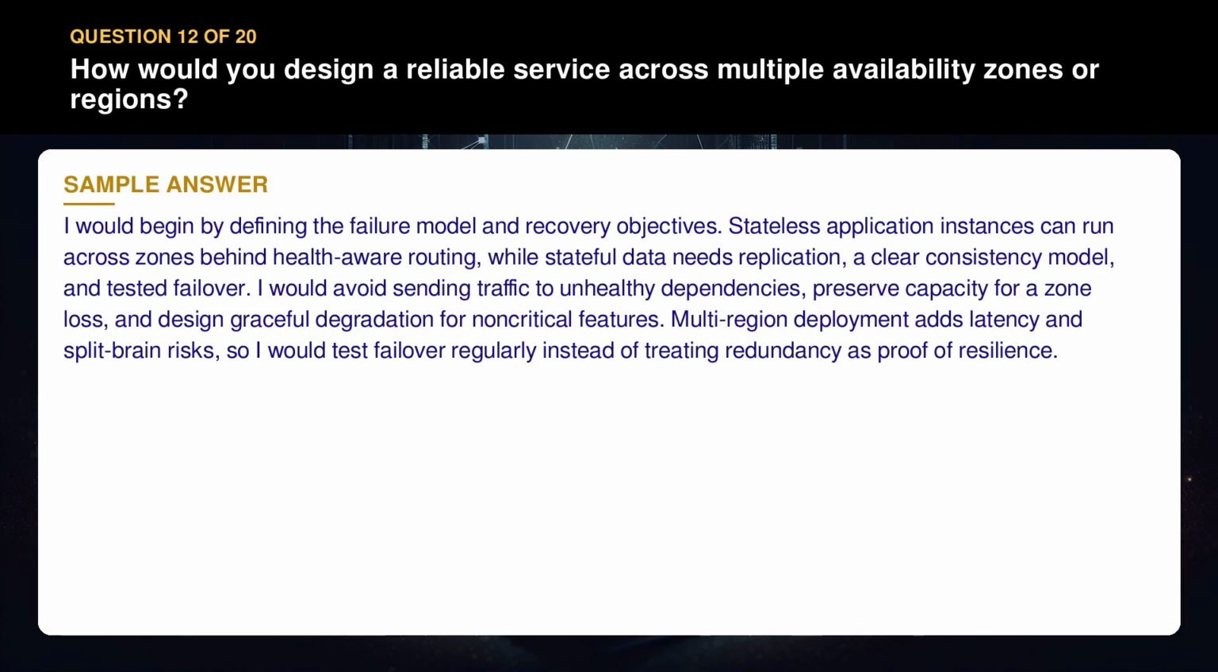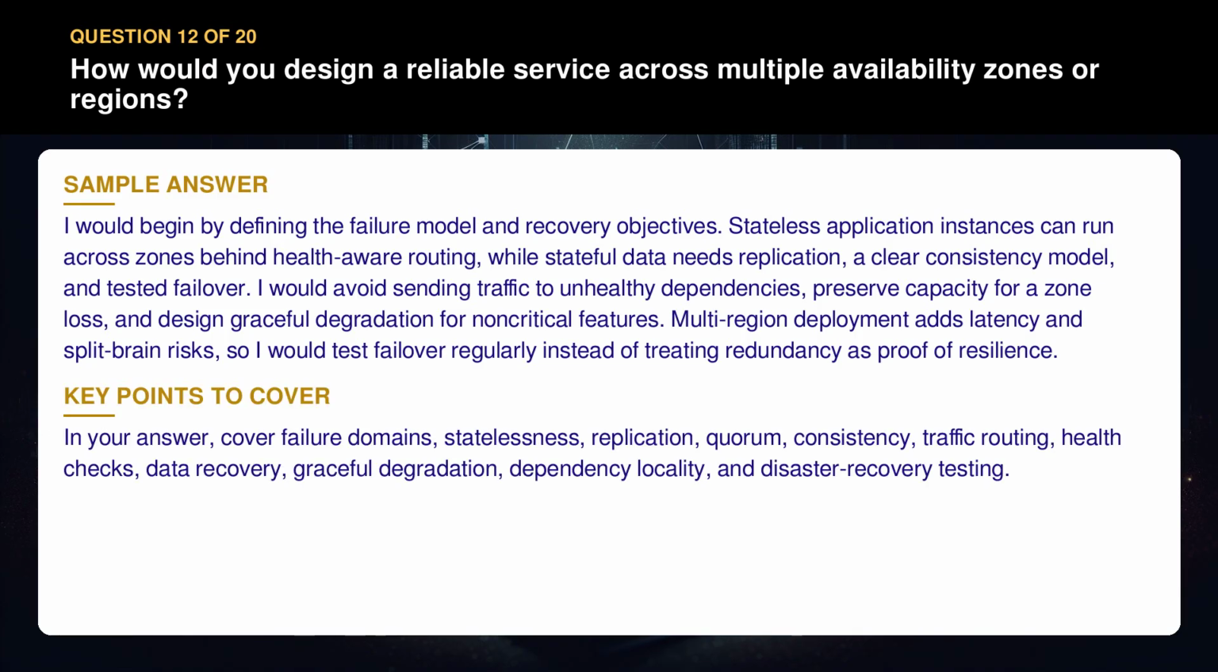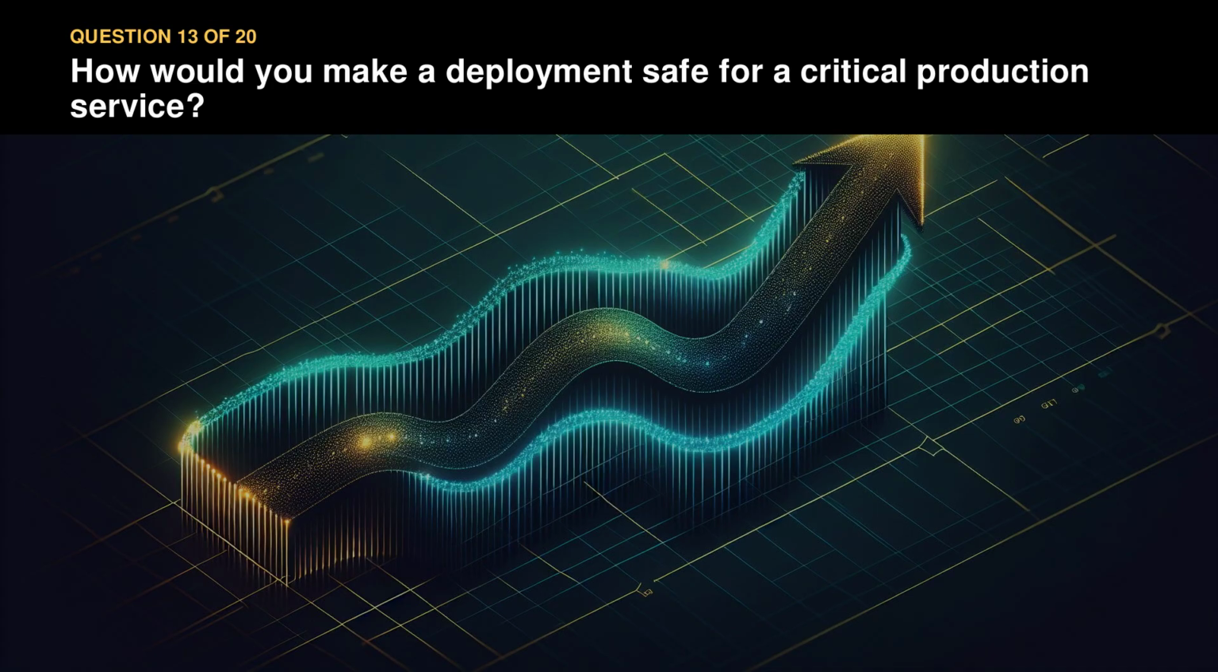I would avoid sending traffic to unhealthy dependencies, preserve capacity for a zone loss, and design graceful degradation for non-critical features. Multi-region deployment adds latency and split brain risks, so I would test failover regularly instead of treating redundancy as proof of resilience. In your answer, cover failure domains, statelessness, replication, quorum, consistency, traffic routing, health checks, data recovery, graceful degradation, dependency locality, and disaster recovery testing.